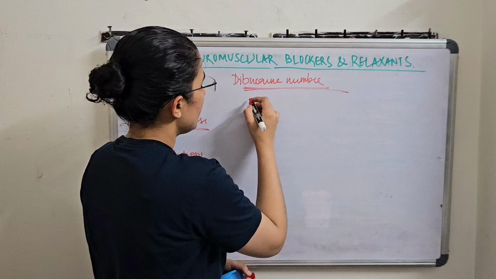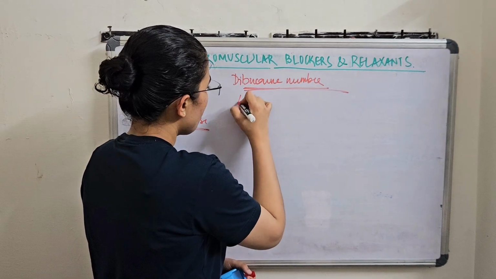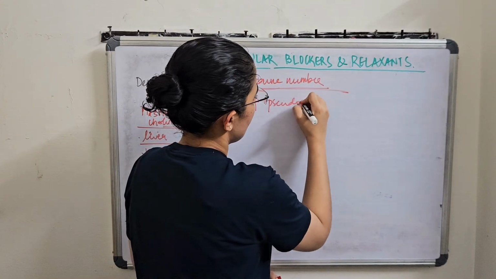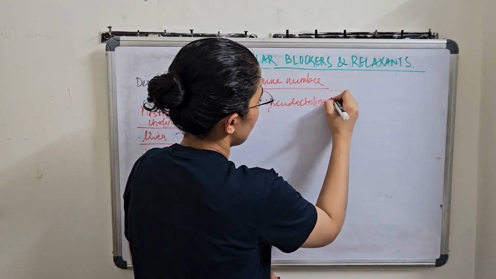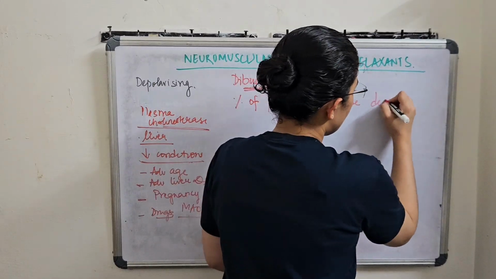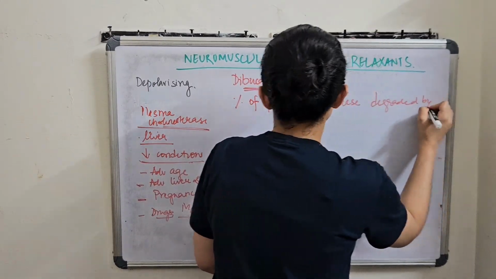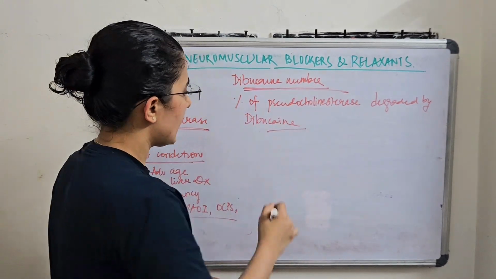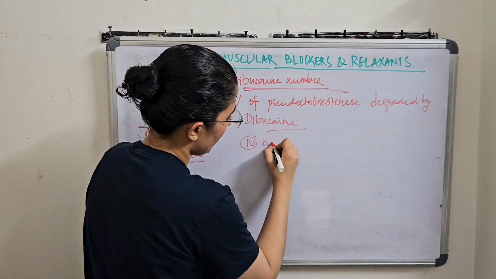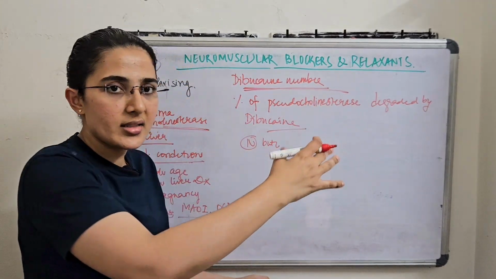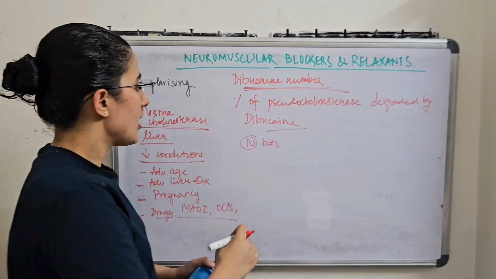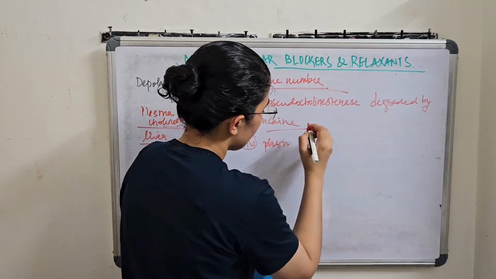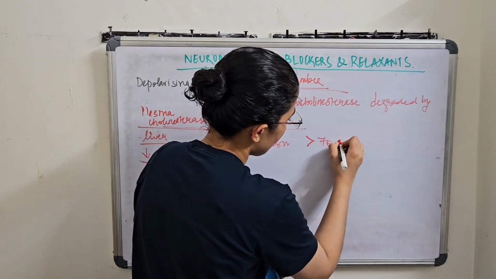So the dibucaine number is the percentage of pseudocholinesterase, or butyrylcholinesterase, that is degraded by dibucaine. Okay, so dibucaine will degrade a normal butyrylcholinesterase, or plasma cholinesterase, or pseudocholinesterase. These are interchangeable terms.